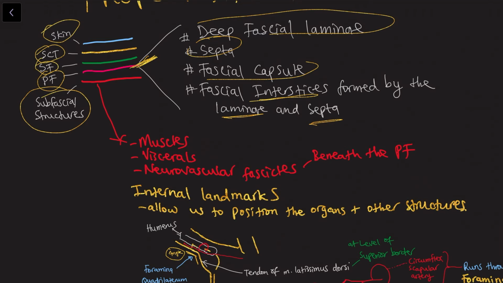On the other hand, within the subfascial region, below the proper fascia, as we said, you'll find subfascial structures. These subfascial structures are the likes of muscles, visceral organs, and then neurovascular fascicles, or neurovascular bundles. These are all found beneath the proper fascia.